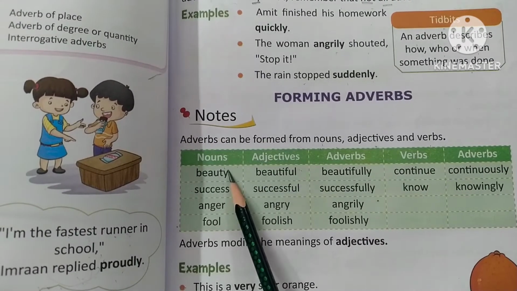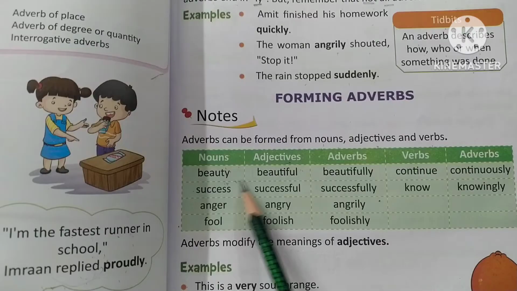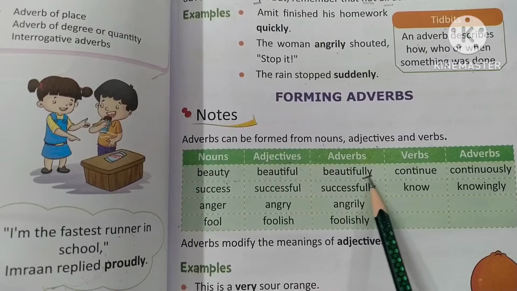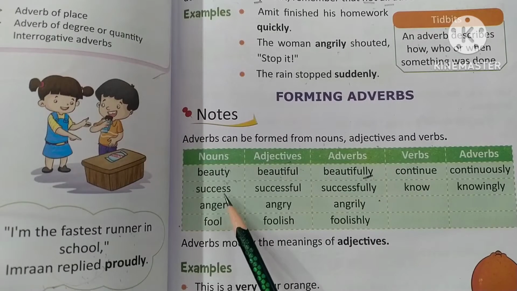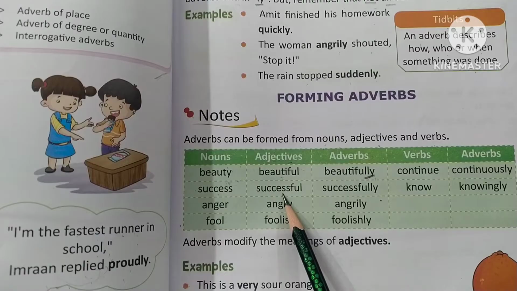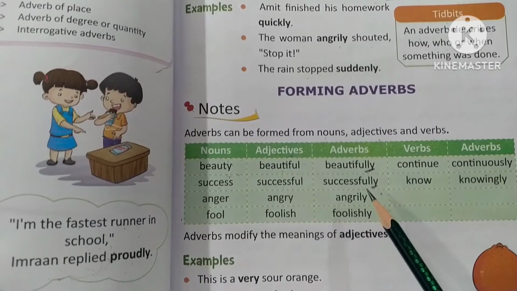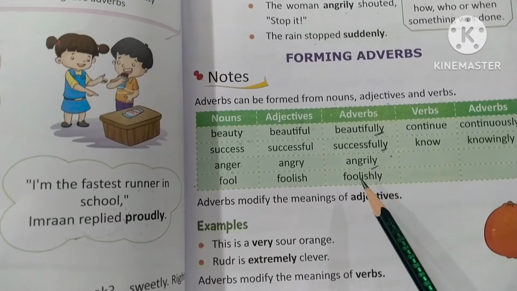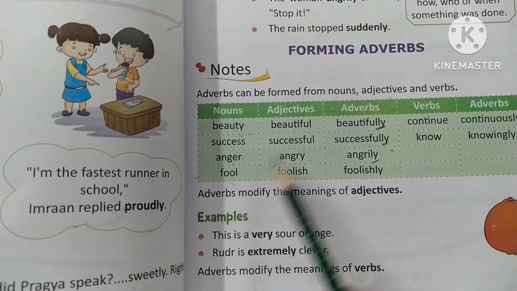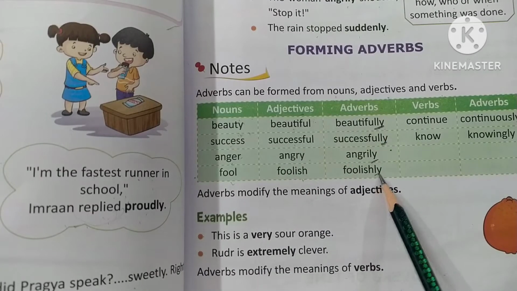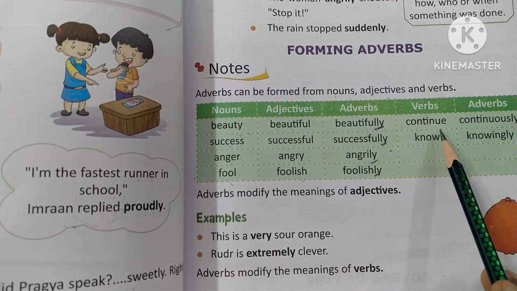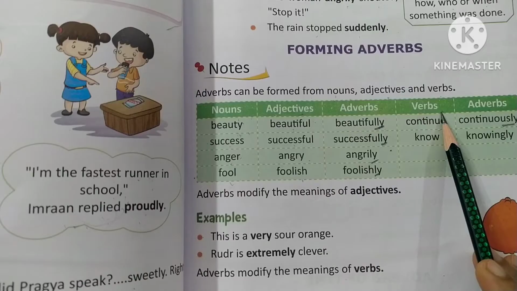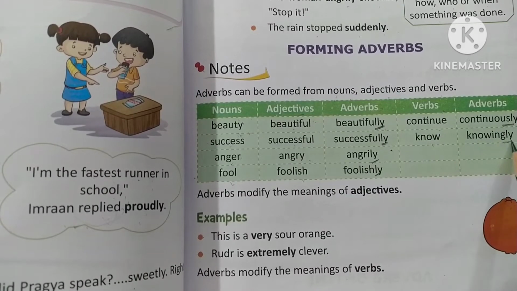Now, noun beauty, adjective beautiful, but the adverb for beauty becomes beautifully, where we are adding ly. And success, adjective successful, adverb successfully. Anger, noun, adjective angry, adverb angrily. Noun fool, adjective foolish, adverb foolishly. Verb continue, adverb becomes continuously. Adverb for verb know becomes knowingly.